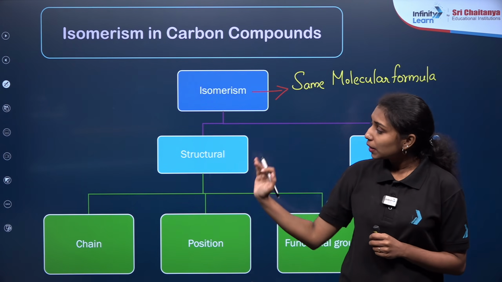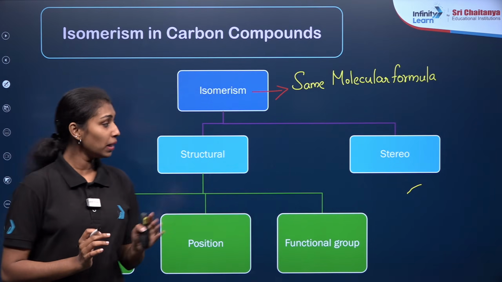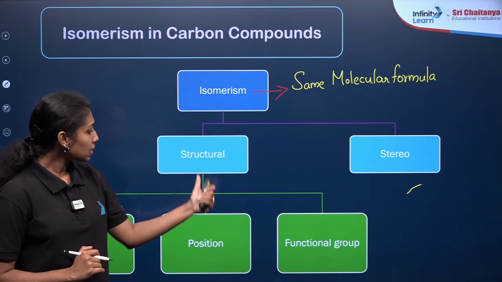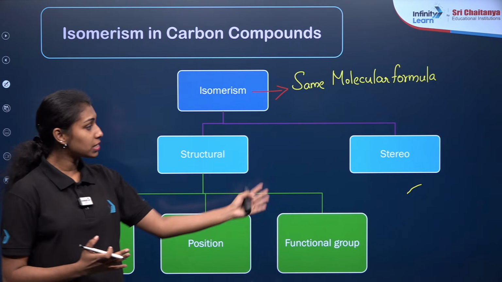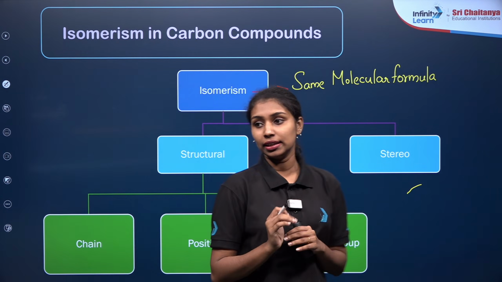Mainly for carbon compounds, we will be discussing isomerism in two parts. One is structural isomerism and the other is stereoisomerism. From your examination point of view, you need to focus more on structural isomerism. Stereoisomerism will be discussed in detail in the organic chemistry chapters in grade 11.